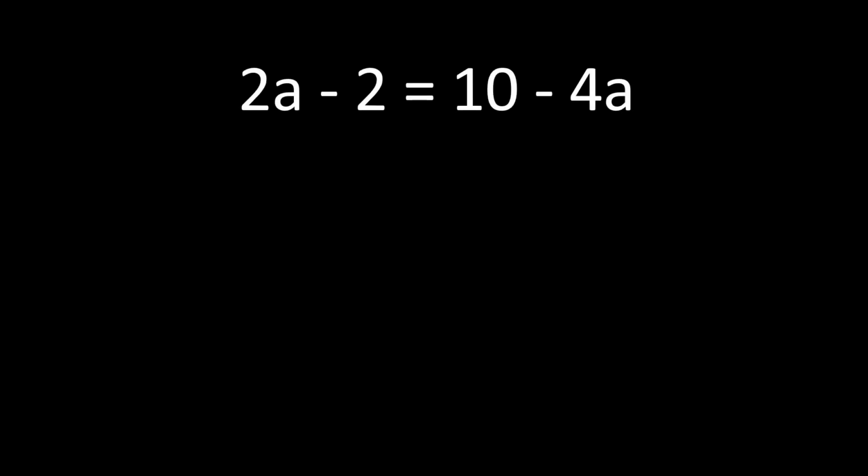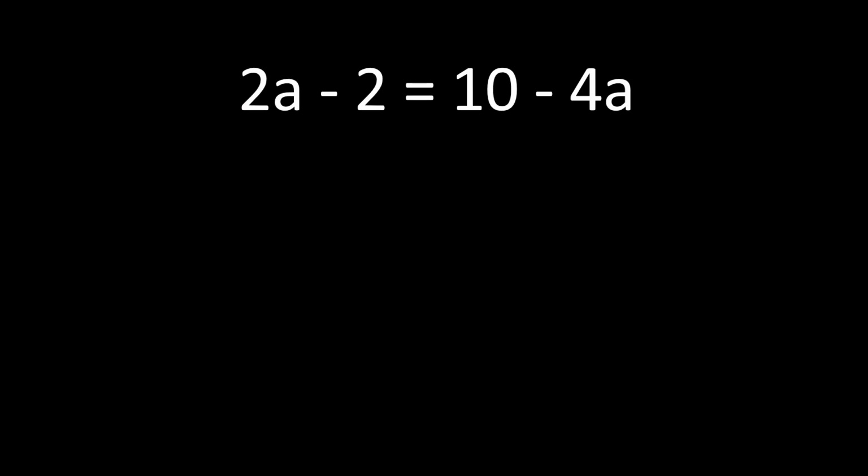In this example, I have 2a minus 2 equals 10 minus 4a. So I have an equation with variables on both sides of the equation, and we are going to use our steps and procedures for solving equations of whatever I do to one side, I have to do the other in order to keep the equation balanced, and using the inverse operations as I work through the steps in this problem.